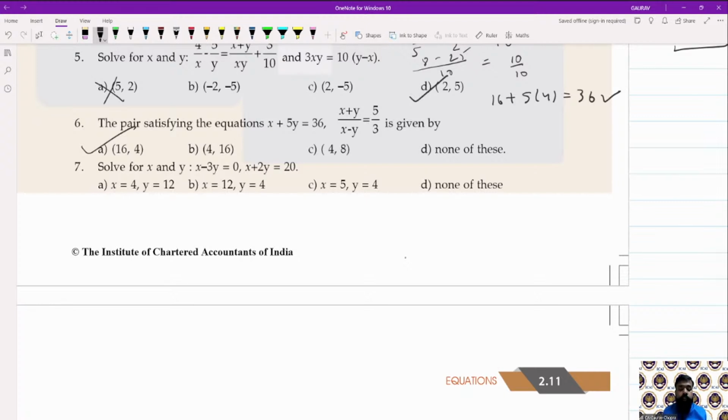Seventh, solve for x and y. So again, two equations are there. We can subtract them and get the result, or directly using options we can do. So x minus 3y is equal to 0. This shows that the value of x will be bigger. So x can be 12 and y can be 4. Using option number B, we can put the value and get the result. So 12 minus 3 into 4. So we are getting 0. That means option number B will be correct.